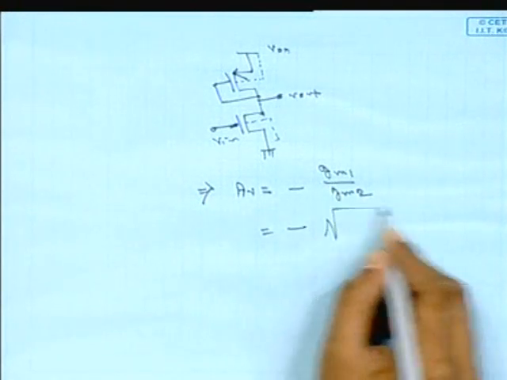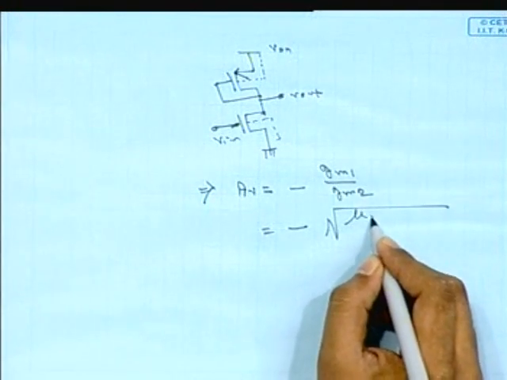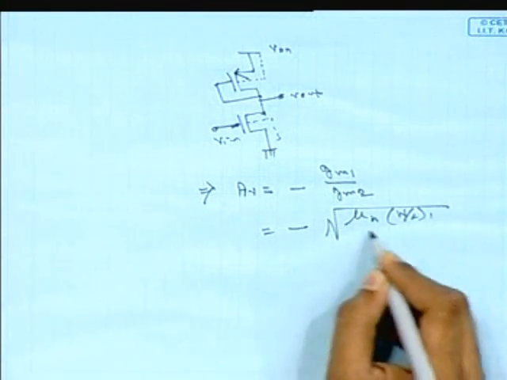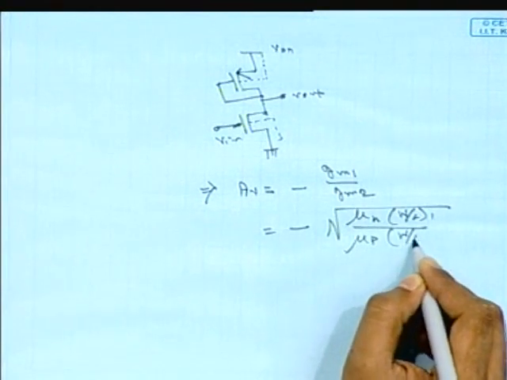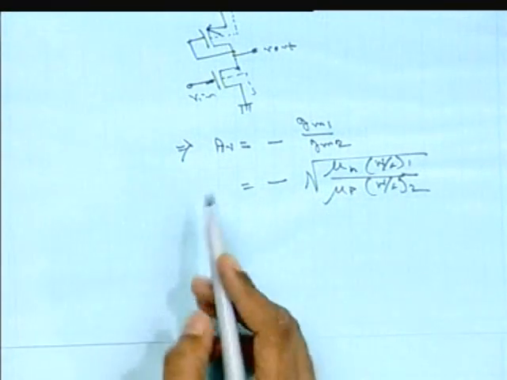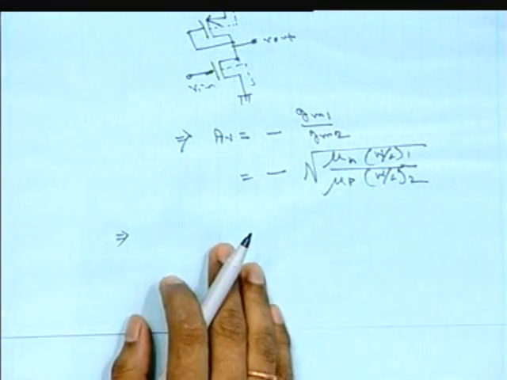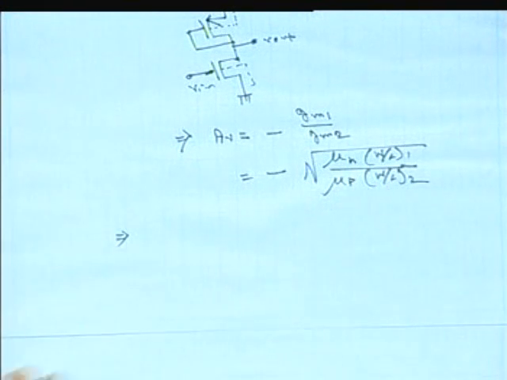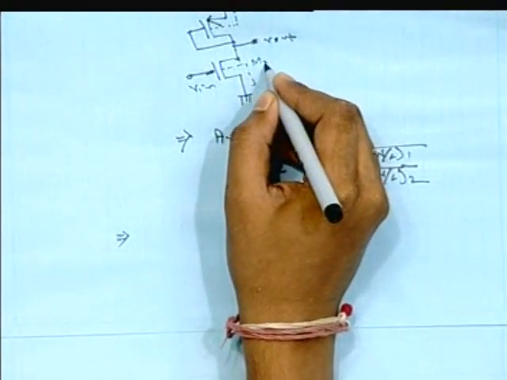And what will be the ratio then? This will be mu n W by L 1 by mu p into W by L 2. Here the mu n and mu p, that is mobility dependency, will come in. Again, at the operating point both transistors will be in saturation, because the drain and the gate are always connected. So VDS is always greater than VGS minus VTH in the diode connected load, and at the operating point the lower transistor will also be in the saturation region.